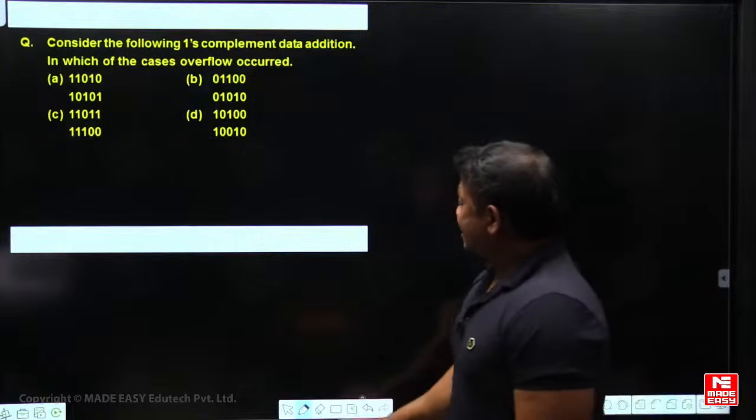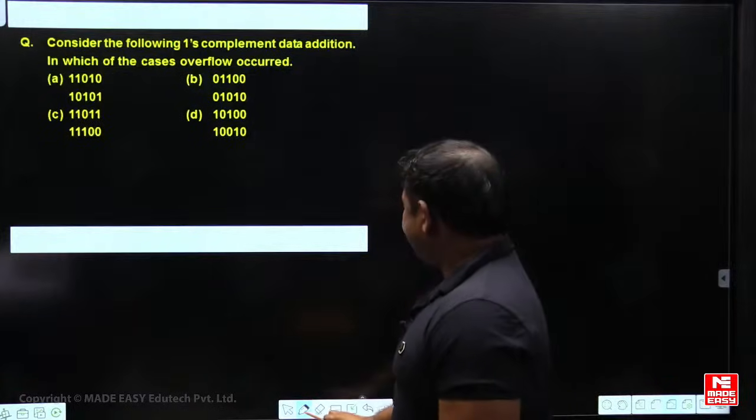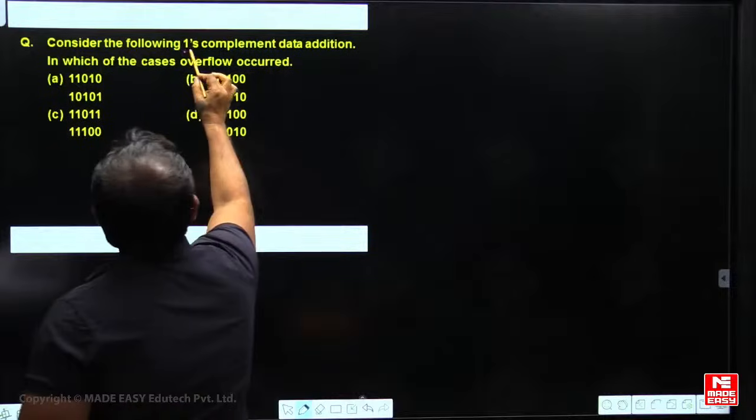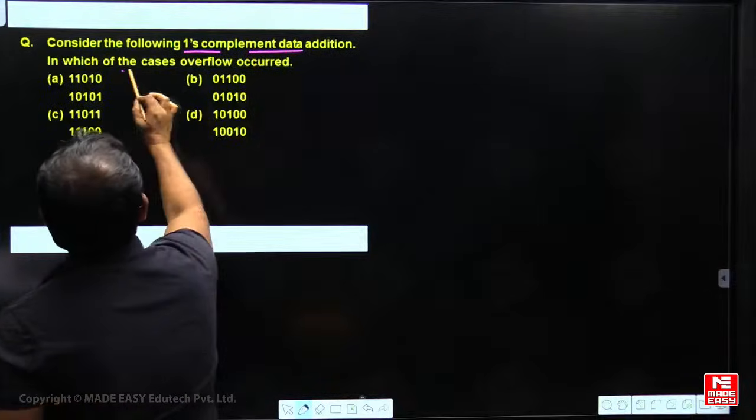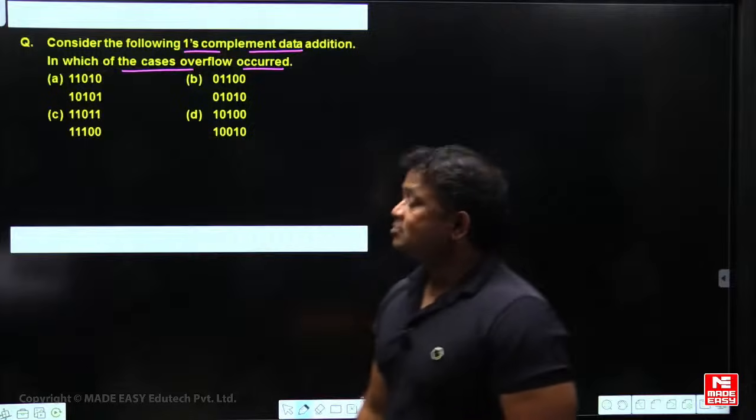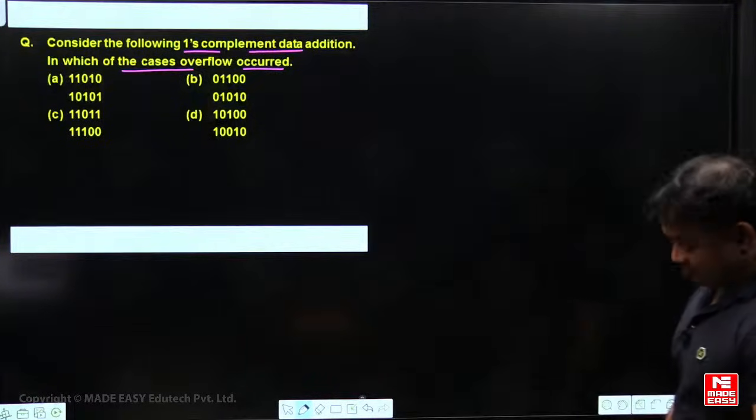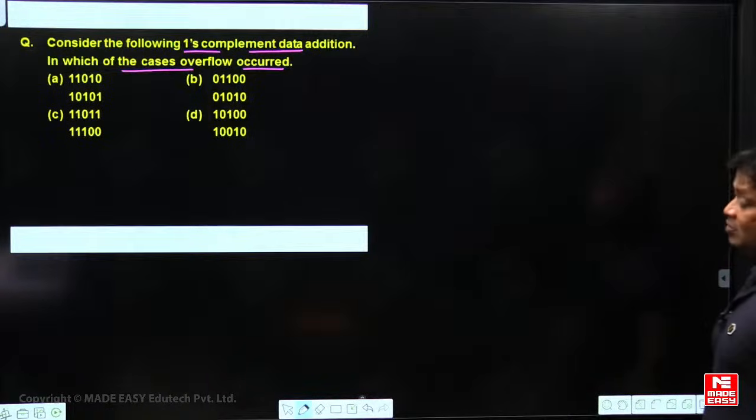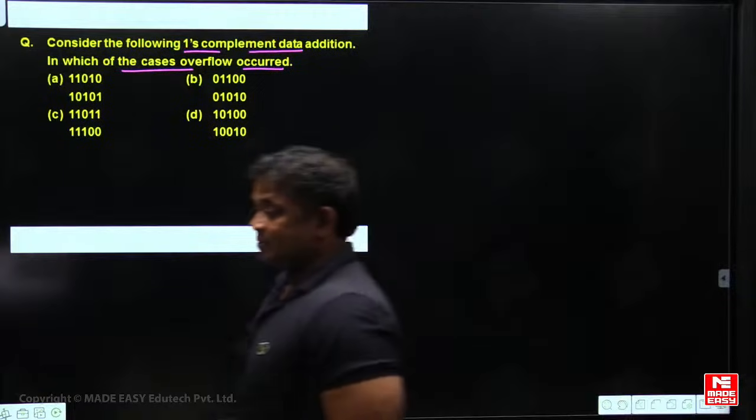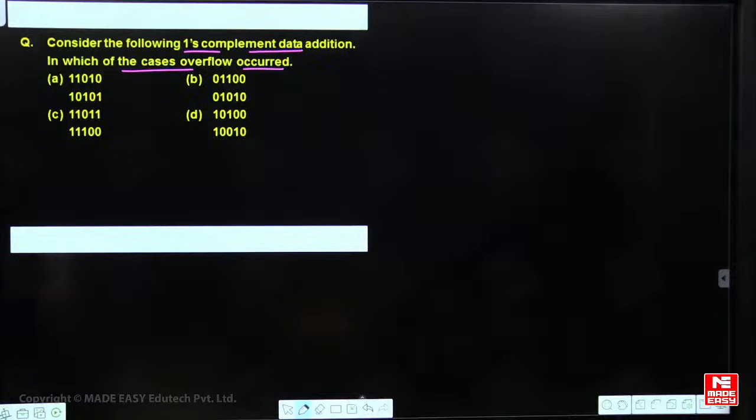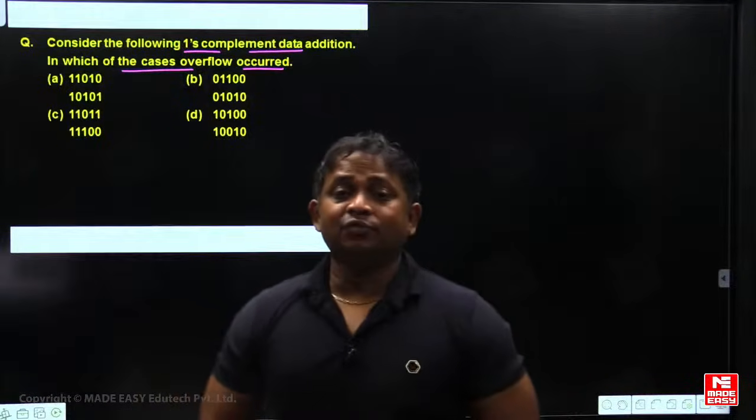Tell me about this. Consider the following ones complement data addition. These are all important. Ones complement. In which of the cases does overflow occur? Yeah, you may use gate up. XOR operation is also present. There are three ways to indicate the overflow.